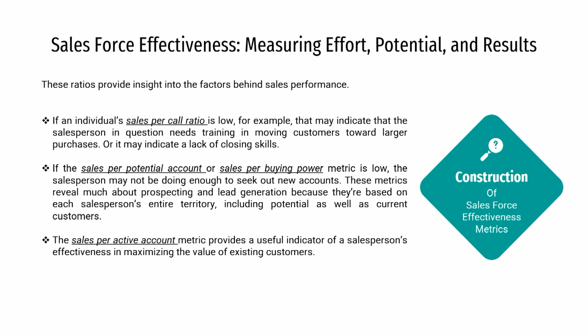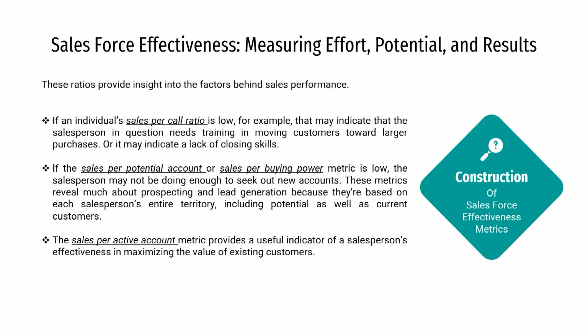Another ratio: if the sales per potential account or the sales per buying power metric is low, the salesperson may not be doing enough to seek out new accounts. We are not generating new accounts. These metrics reveal much about prospecting and lead generation because they are based on each salesperson's entire territory, including potential as well as current customers. So, basically I need a skill of lead generation, a skill of new account generation.